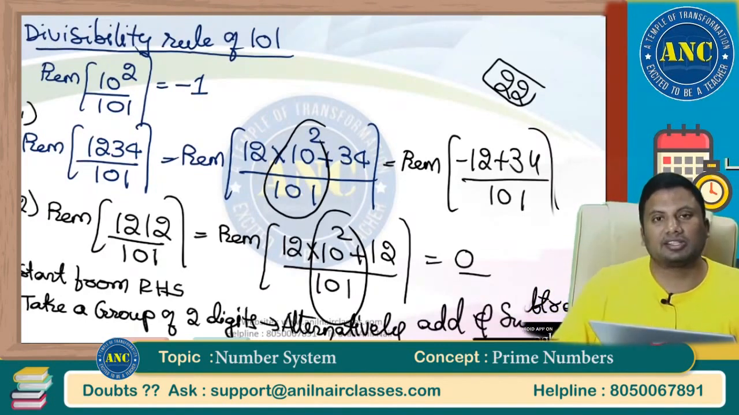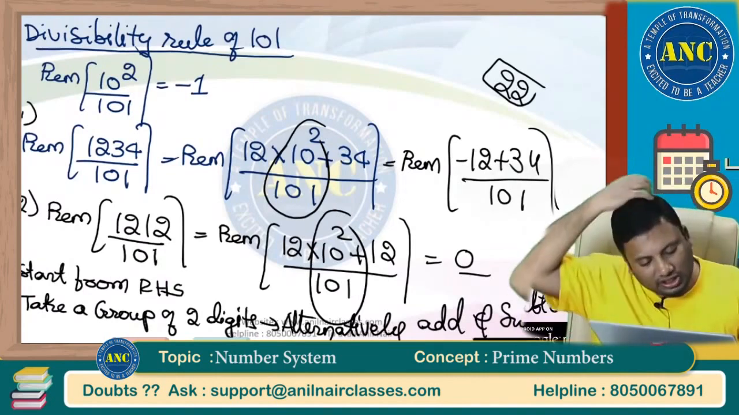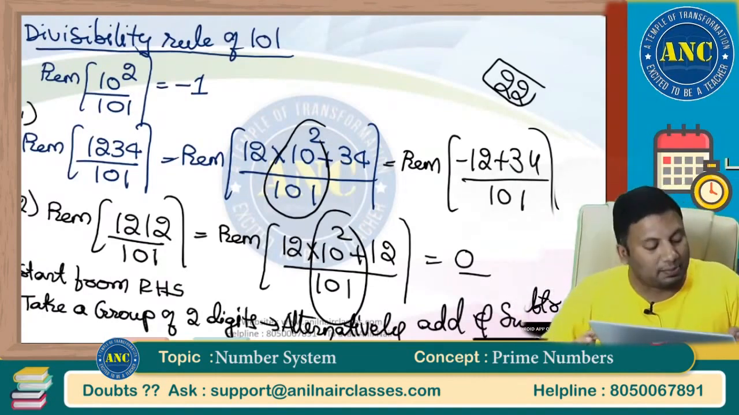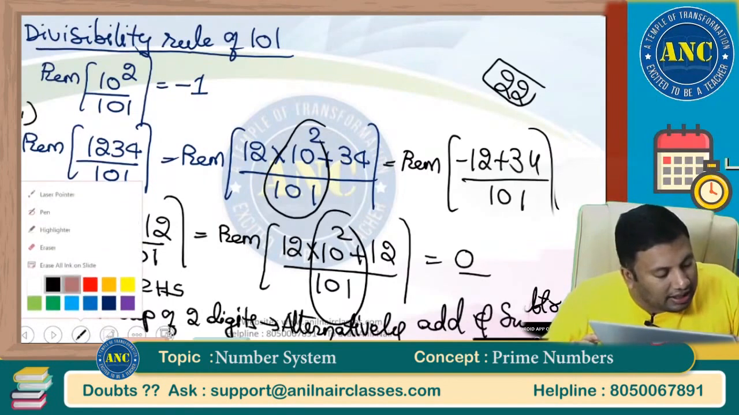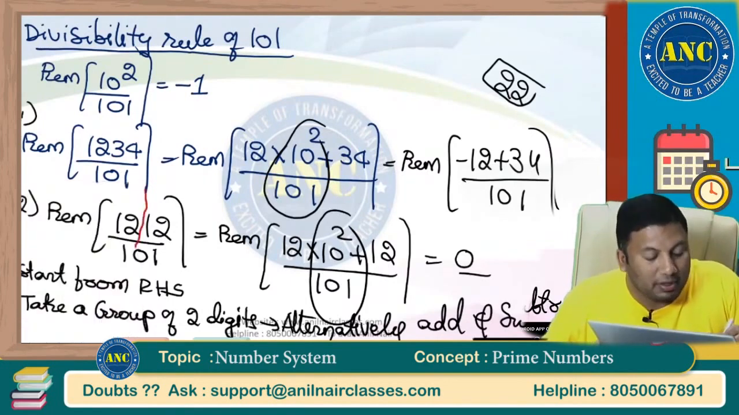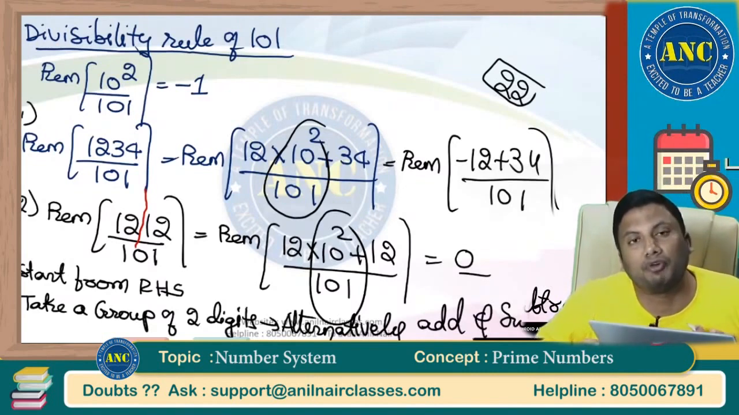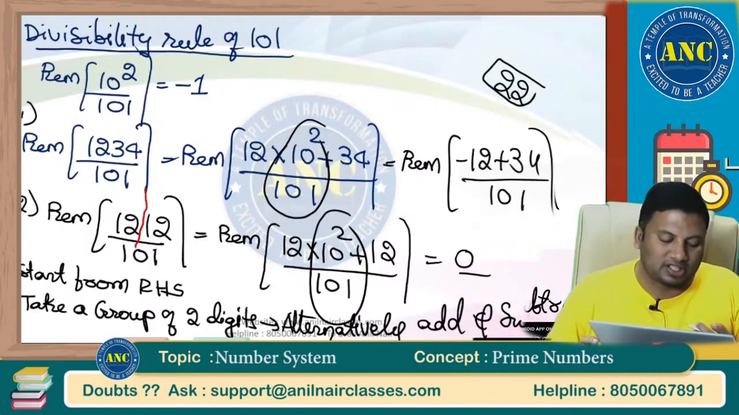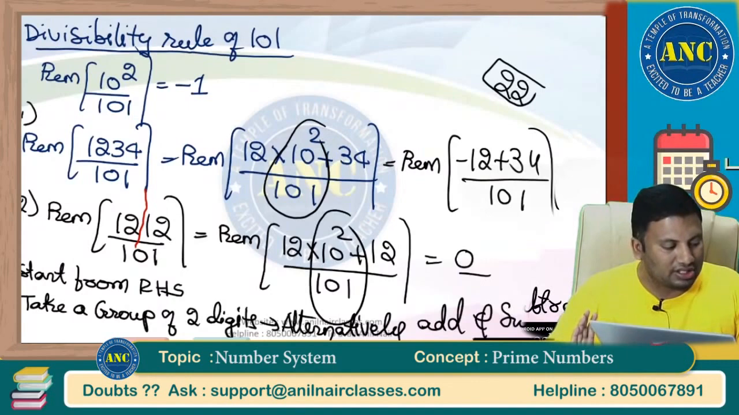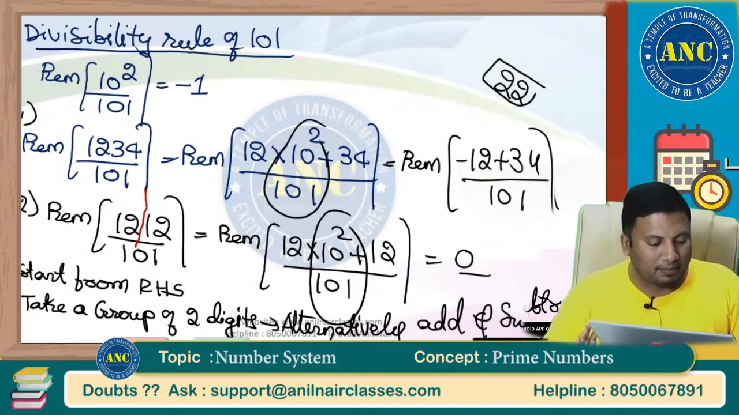Start from right hand side. Take a group of 2 digits. Alternately add and subtract. Why are we doing alternately add and subtract? Because 10 square divided by 101 gives remainder minus 1, and 10 power 4 divided by 101 gives remainder plus 1. Take a group of 2 digits, alternately plus or minus 1.